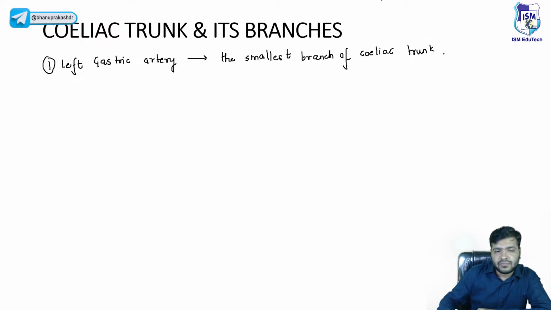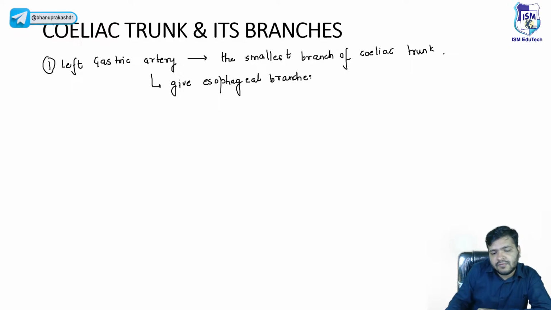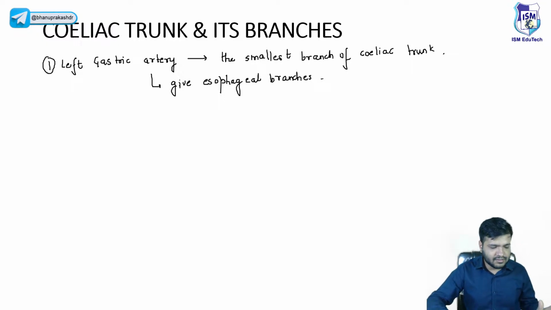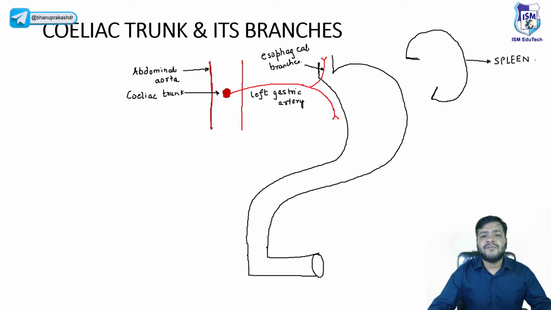It gives esophageal branches, and that supplies the lower end of the esophagus. So I hope this is clear. The first branch of the celiac trunk is clear. Quickly give a thumbs up if you understood that it is the shortest branch, right? It is the shortest branch, and yes.